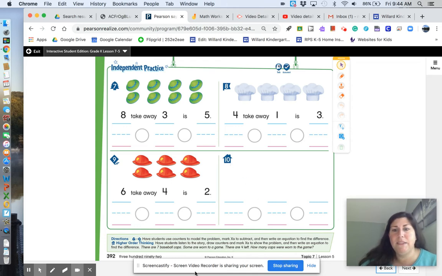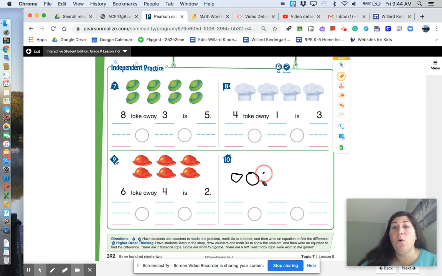Number 10. This is what it says. There are 7 baseball caps. Some are worn to the game. There are 4 left. How many caps were worn to the game? So that's a little different than what we usually see with our math work today. So let me try to start thinking about what this could look like. So if there's 7 baseball caps, I'm going to draw 7.